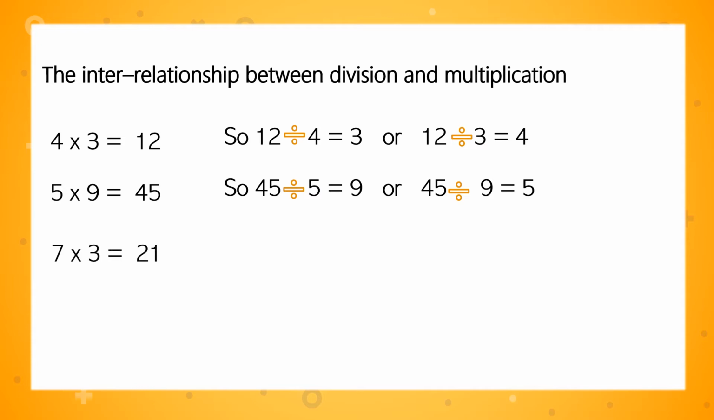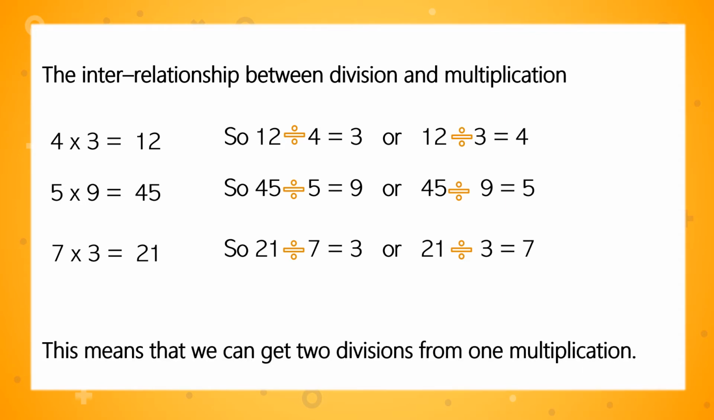One more example. 7 into 3 is equal to 21. So 21 divided by 7 is equal to 3, or 21 divided by 3 is equal to 7. This means that we can get two divisions from one multiplication.